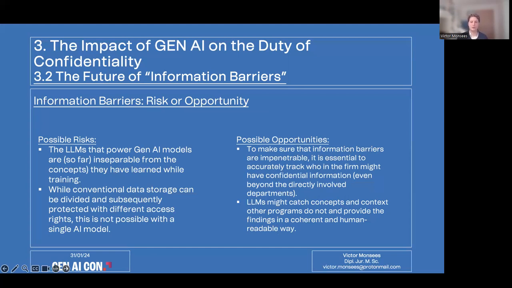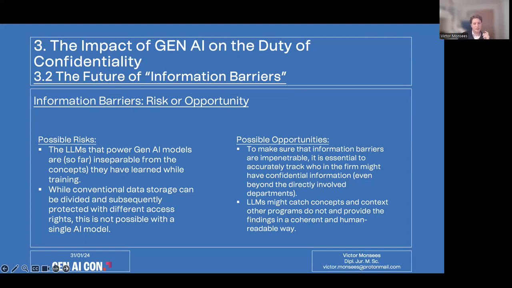While conventional data storage can be locked down and subsequently protected with different firewalls and access rights, this would currently not be possible within a single LLM, as the training data is not literally stored in the neural network, but rather in representations thereof in the form of billions of tuned weights and biases that can, at least as it is right now, not be separated from the model. While it is beyond the scope of this talk, it should also be noted that this will create heavy problems for the right to be forgotten under the GDPR. So, of course, there are implications beyond the duty of confidentiality, but due to the scope of the talk, I will just give that note here and then let it be.